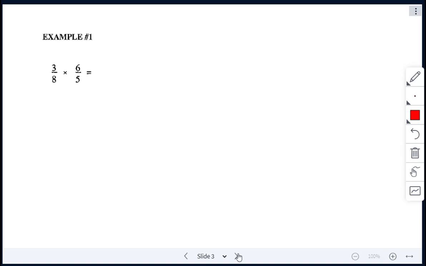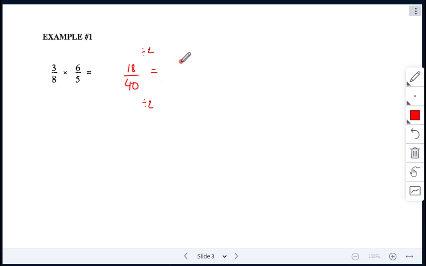So the first method is you just multiply your numerators together. So you get 3 times 6, which is 18. And then we just multiplied 8 times 5, which is 40. All right, so all we've done is multiplied our numerators together, and then we multiplied our denominators together. Now you can see that we can reduce this fraction. We can reduce by dividing by 2. Both the numerator and denominator get divided by 2.